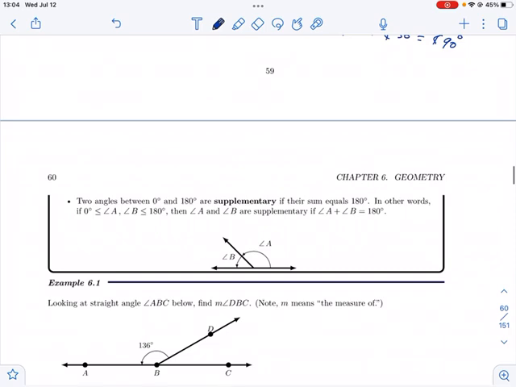Now we measure the angle to find its measure. Now two angles are supplementary if their sum is equal to 180. For example, we may have 120 degrees and 60 degrees. They are supplementary because their sum is 180 degrees.